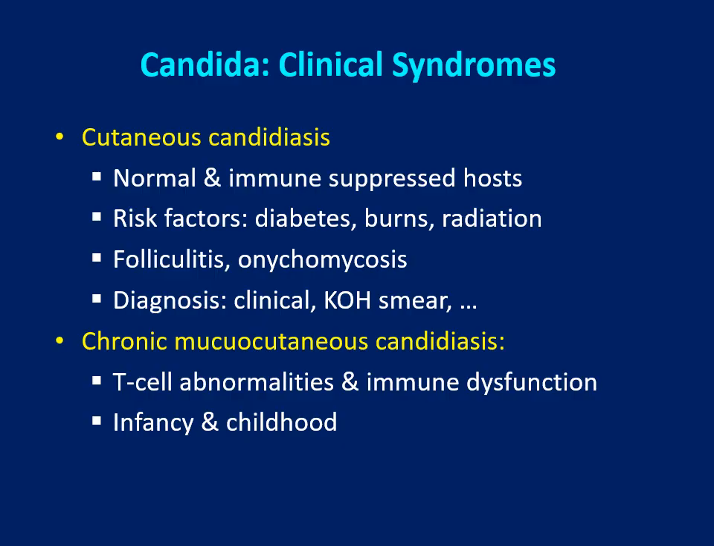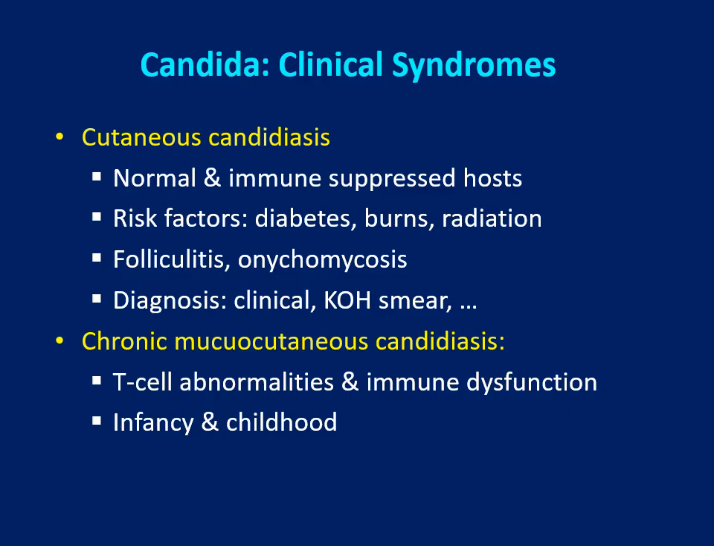Cutaneous candidiasis can occur in normal or immunosuppressed individuals. Risk factors are the same risk factors for candida: diabetes, burns, and radiation that will affect the integrity of the skin and the integument. Usually, it causes a folliculitis-like illness and onychomycosis, which is the infection of the bed of the nail. Diagnosis is usually clinical, and if you want to do some microbiological diagnosis, we can take some scrapings and do a KOH smear, potassium hydroxide smear.